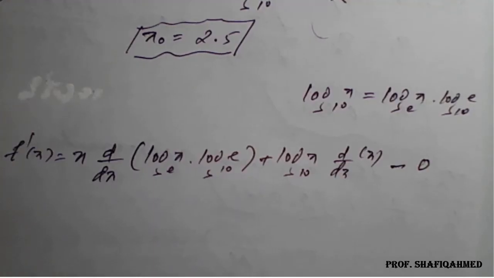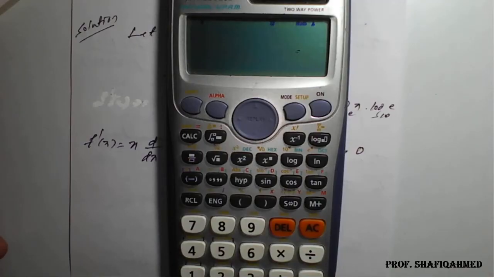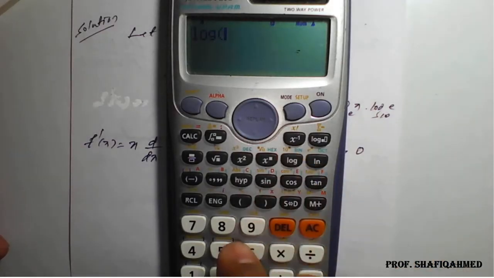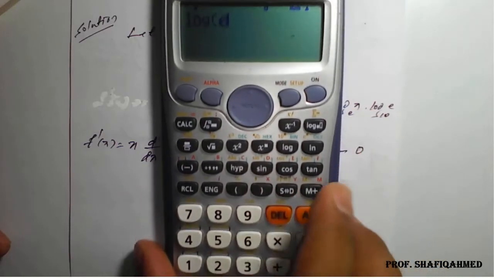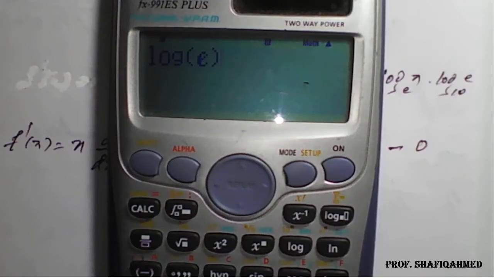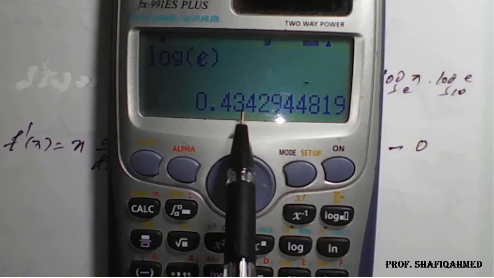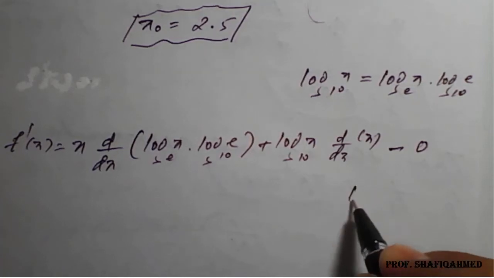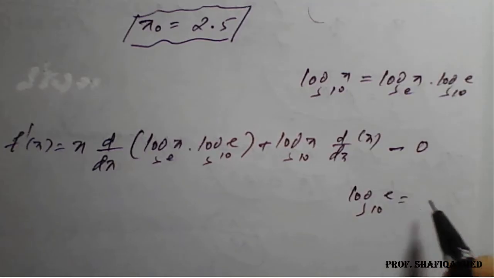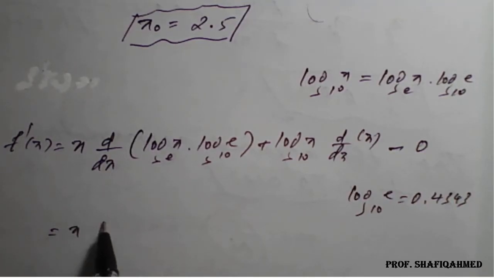But if you see in the calculator, log of e to the base 10 will be, you press log, then go for alpha, then press e, this e, and close the bracket. Press the equal to sign, and you can find the answer, it is 0.43429 and so on. We'll take 4 decimal places, it is 0.4343. So I will write down, log of e to the base 10 will be 0.4343.